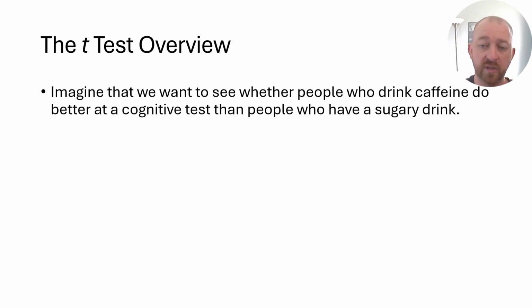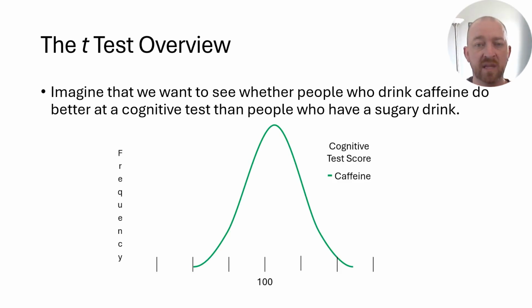Let's say I do this and I record the cognitive test score of the caffeine group, and it looks something like this. Let's imagine that we have an average of, let's say, 104. Now, as you can see here, it's also in some ways leptokurtic. So it's a fairly condensed group here.